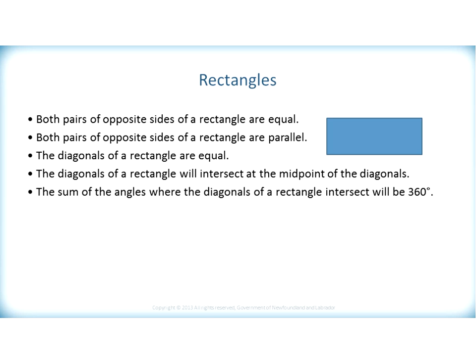Okay, in a rectangle, we know, of course, that the opposite sides of a rectangle are equal. And we also know that in a rectangle, the angles are all 90 degrees, just like in a square. What that means is that the diagonals of a rectangle will be equal. The diagonals of a rectangle will intersect at the midpoint of the diagonals, so they're very similar to the square's properties. And the sum of the angles where the diagonals of a rectangle intersect will be 360 degrees. So those 3 properties are exactly the same as for a square.